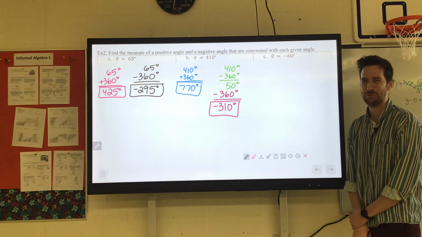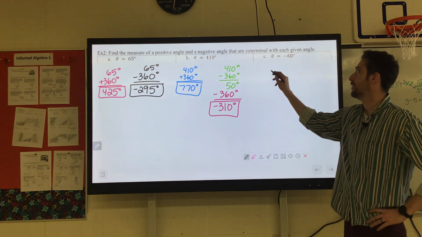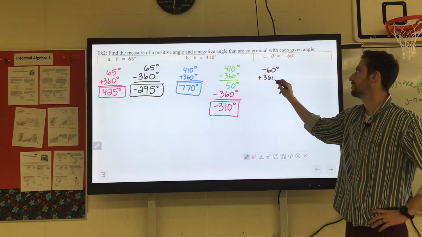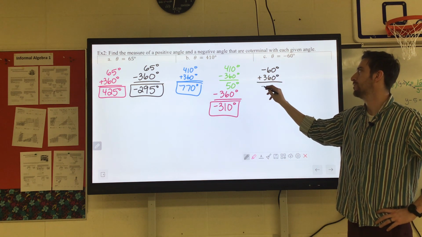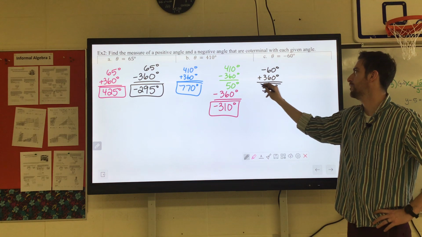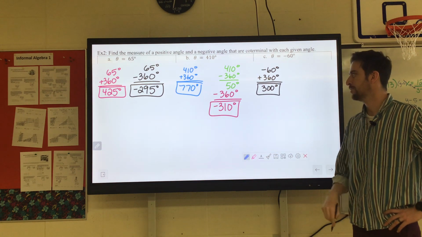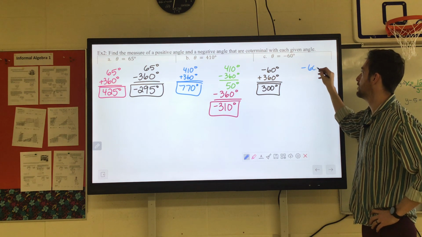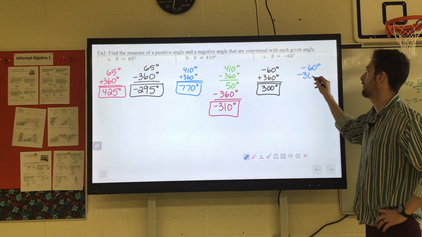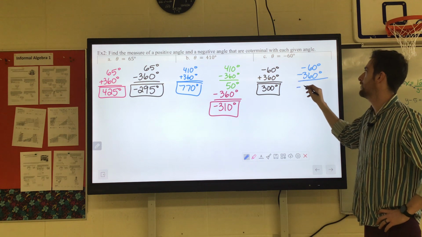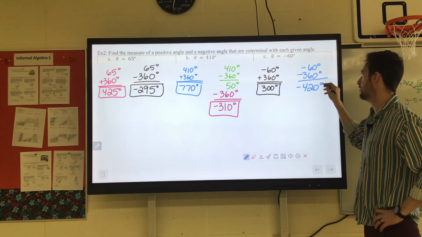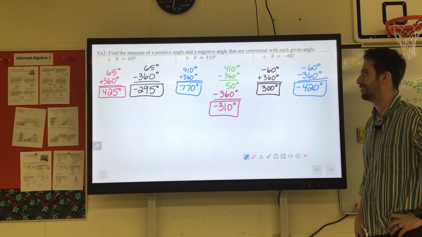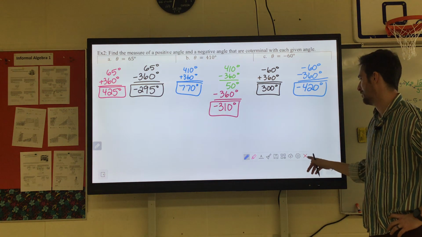All right, negative 60. Let's add a rotation to it. Let's add 360 degrees. Negative 60 plus 360 is positive 300 degrees. Sick. We have a positive coterminal angle. We're going to need a negative one. So let's subtract a rotation on that. Negative 420 degrees. That was delightful. Oh, so much fun, those coterminal angles.